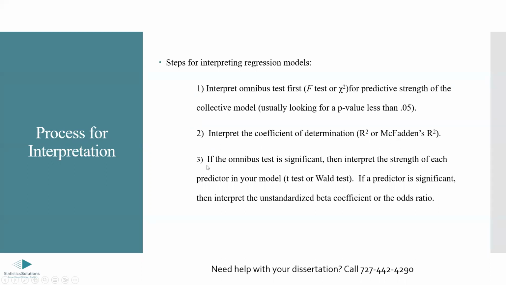And then the third step is interpreting each predictor in your model. Okay, so this step 3 is contingent on step 1 being significant. If you don't have a significant model collectively, you don't typically interpret individual predictors on their own. If step 1 is not significant, you kind of just stop right there. Okay, so you'll interpret individual predictors with the t-test for a linear regression, and for a logistic regression, you do a Wald test.